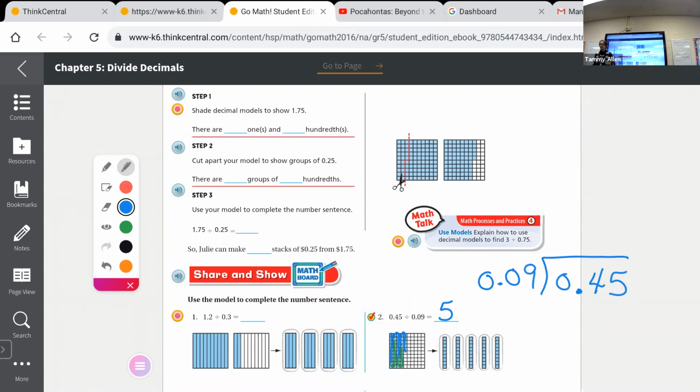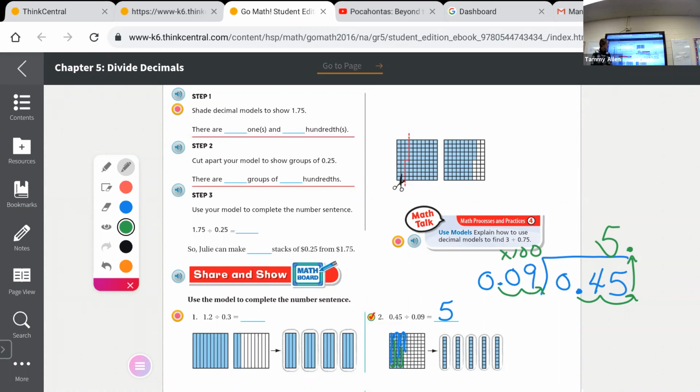If we do the long division, I look at my divisor. How many places would I need to move the decimal point in order to make it a whole number? 2 to the right, which means I multiplied it by 100. So I need to move it 2 to the right in my dividend. I move it up. How many times is 9 going into 45?